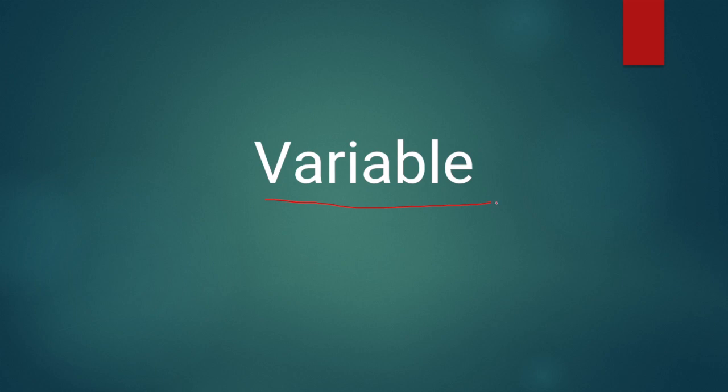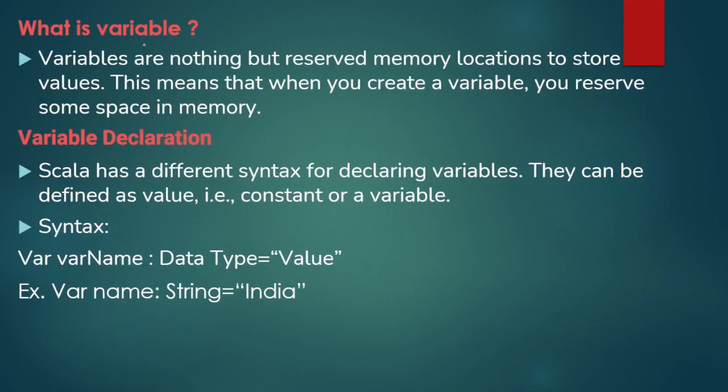Okay, so let's start our variable. So what is a variable? Variables are nothing but reserved memory locations to store the value. This means when you create a variable, you reserve some space in memory. Basically, whenever we declare any variable, it will reserve some amount of memory. A variable declaration is very simple and you might have learned it from different languages. Here also it is a similar kind of variable, but you can see a small difference here.